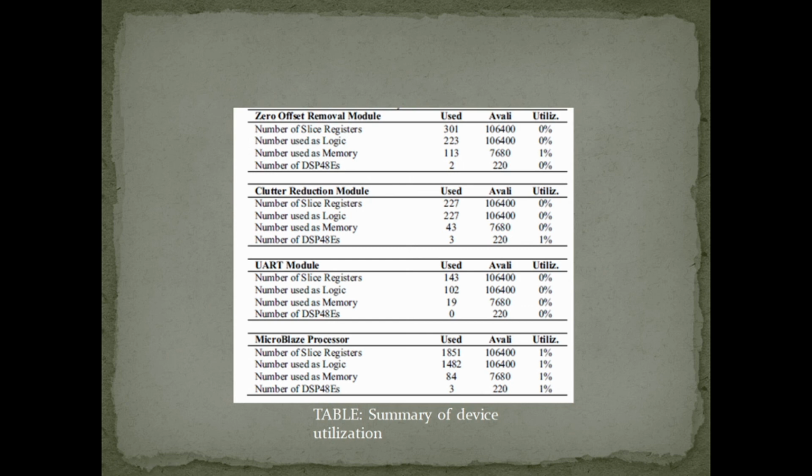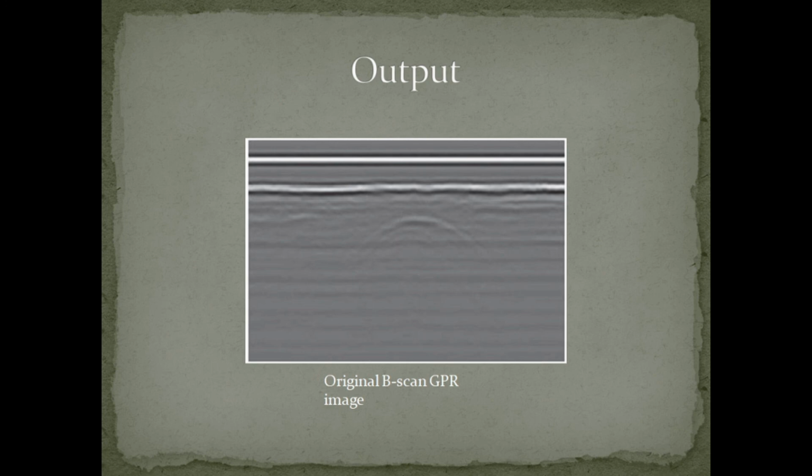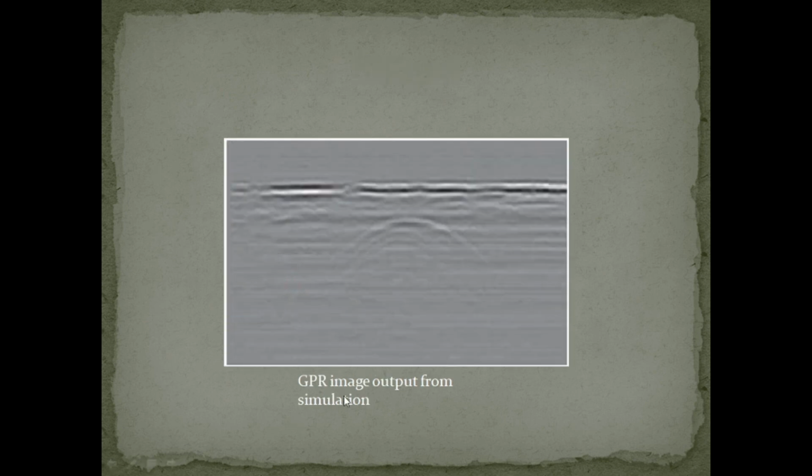Now next is the output. So they have presented an example to demonstrate GPR. This is the original B-scan GPR image which is obtained from the experimentation, and with the design discussed previously, with fixed point operation word length, it shows the GPR image output from simulation. So the original B-scan image is stored.